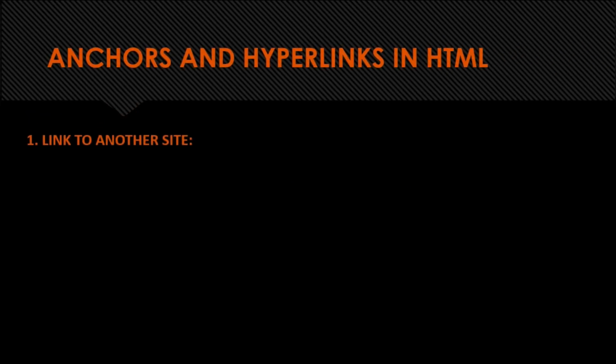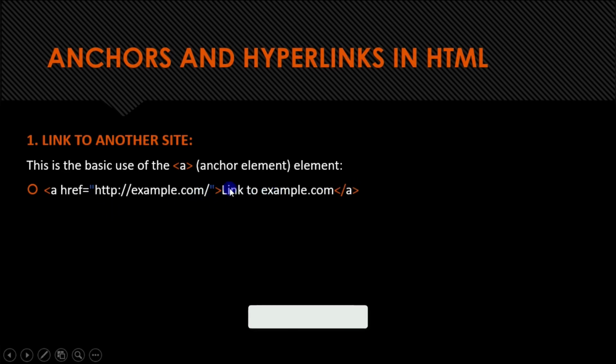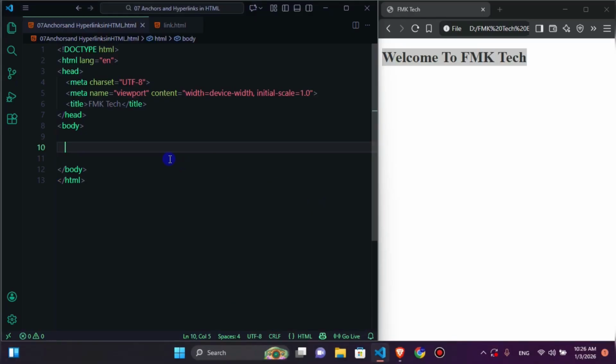So first, I've written a point here: how can we make a link with another site? For that we must use the anchor element, or the A tag. We can simply use the A tag or anchor element like this. First we write an angle bracket, after that the A, and after that the href. Here we must write the link of the website we want to link to. In the middle of the opening and closing tags you must write the text you want to be displayed in your web page. So let's take a look at this example.